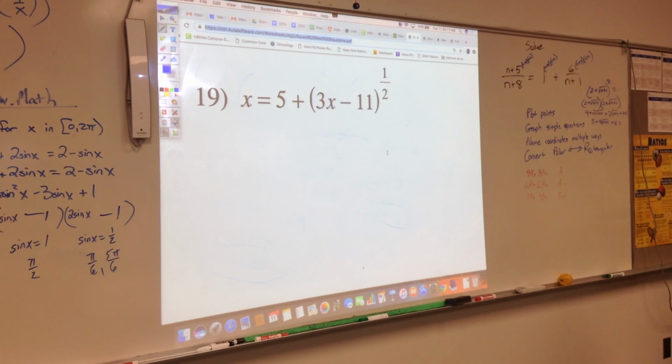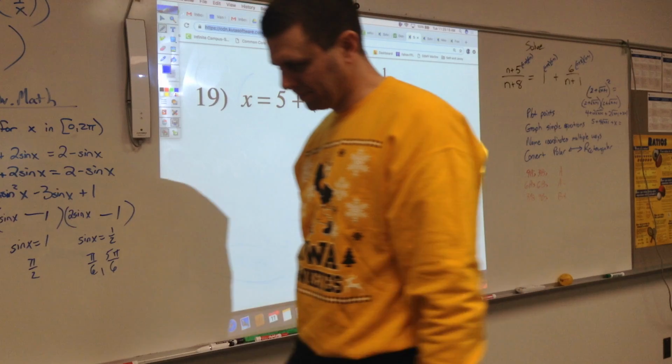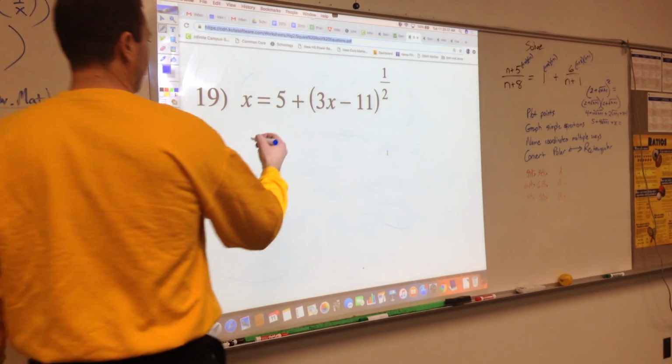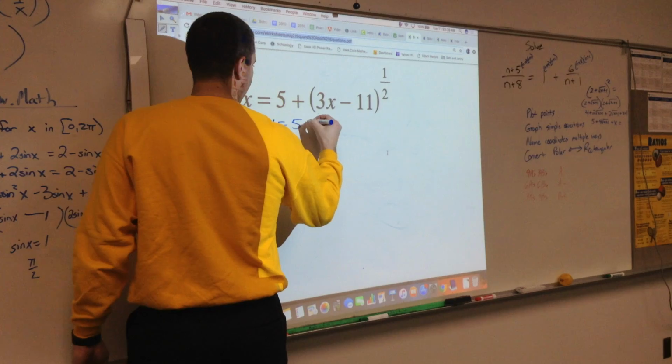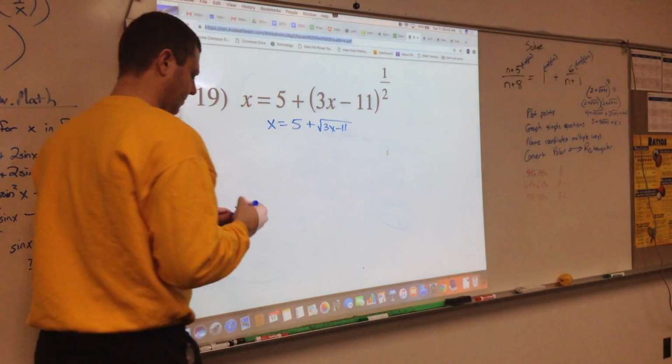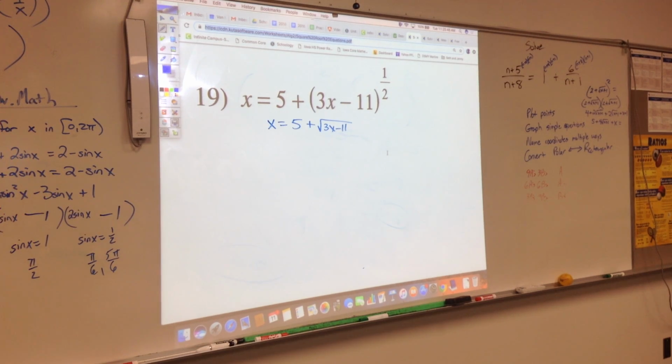All right, let's do this one. X equals 5 plus the quantity 3x minus 11 to the 1/2 power. Don't let the 1/2 power mess with you. Really, the 1/2 power is just what? Square root. So most of you will just rewrite the problem. X equals 5 plus the square root of 3x minus 11. Now, looks like what we've been doing.